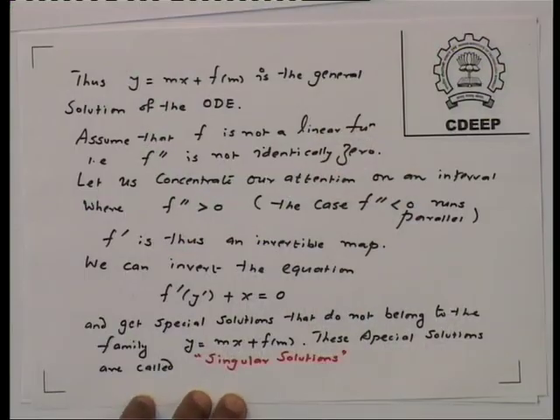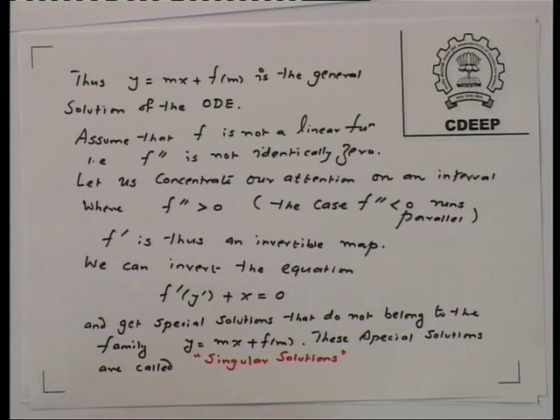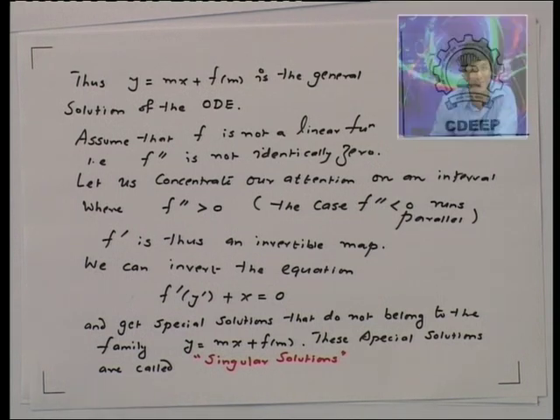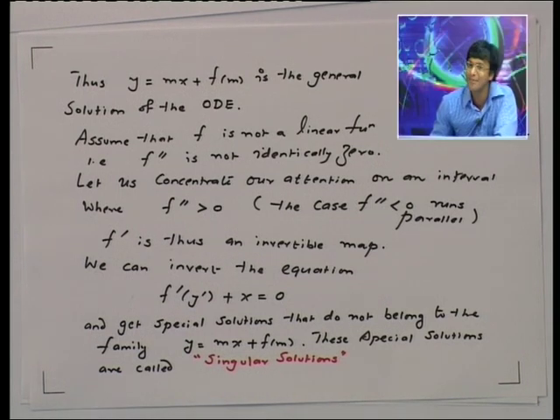So let us look at the condition. What is the second condition there? F prime of y prime plus x equal to 0, and f prime is invertible. So I can invert it and get one more differential equation out of it, which we can solve and get another wonderful solution. That solution is going to be called a singular solution.